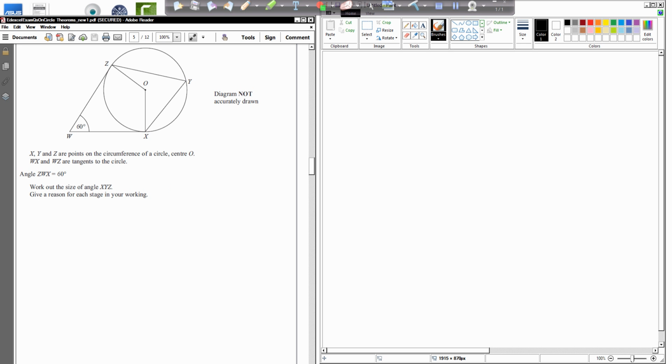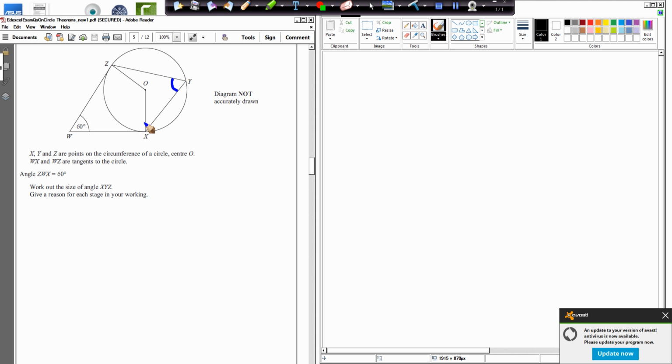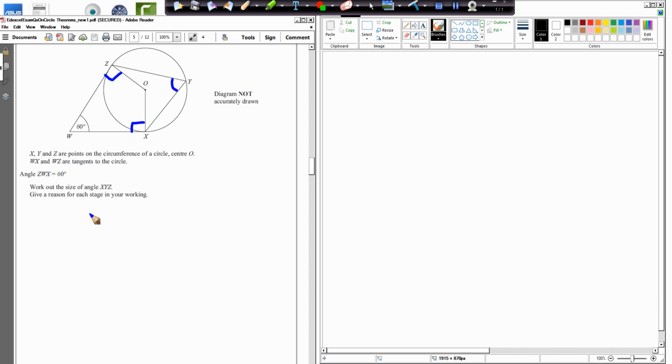So let's have a look. Where's XYZ? XYZ is this angle here. Okay, folks, are we focused on reading? We have to work out this angle here. That's angle XYZ. Right, let's start working out this question from what we know. Now, what is this angle here? And what is this angle here? These angles are the right angle.